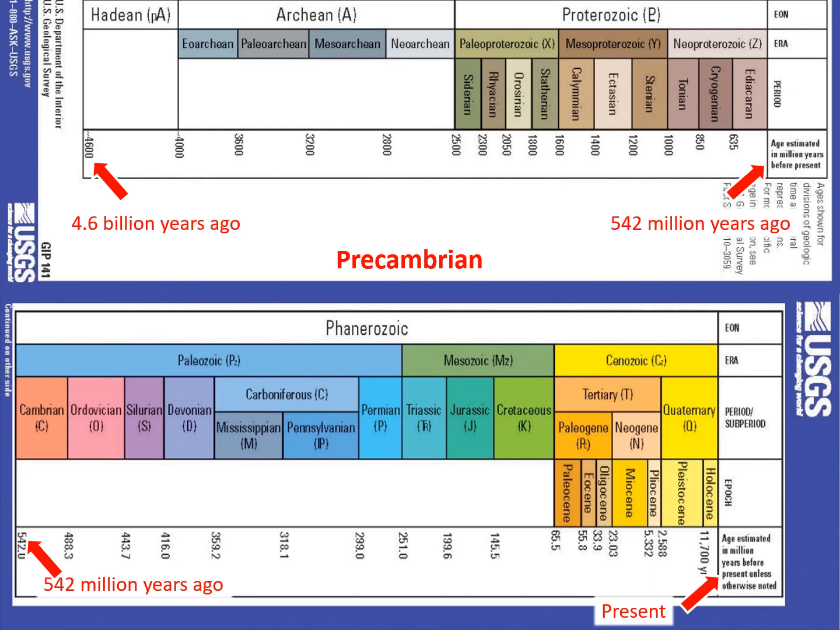These are broken down into eras, which are what we will be referring to in our discussion. We are currently, and have been for the last 542 million years, in the Phanerozoic eon. The Phanerozoic is also broken down into periods, subperiods, and epochs, which we will refer to in our discussion.